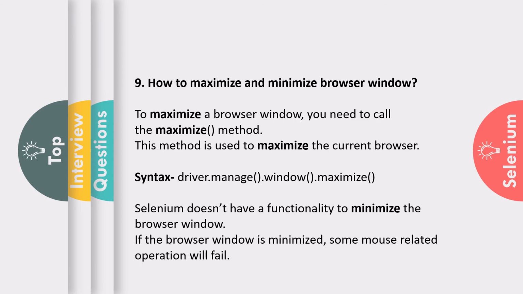The next question is how to maximize and minimize the browser window. To maximize a browser window, we need to call the maximize method. This method is used to maximize the current browser. The syntax is driver.manage().window().maximize(). Now, how do we minimize the browser window? Selenium does not have a functionality to minimize the browser window. If the browser window is minimized, some mouse-related operations will fail. That's why Selenium does not support minimizing the browser window.